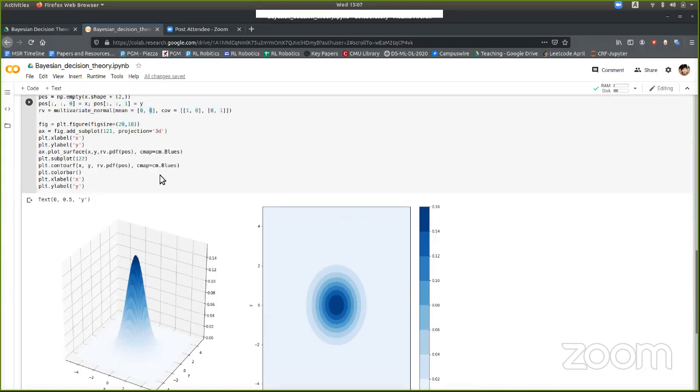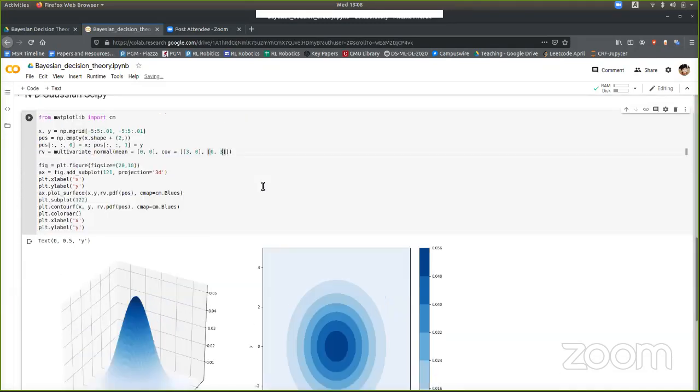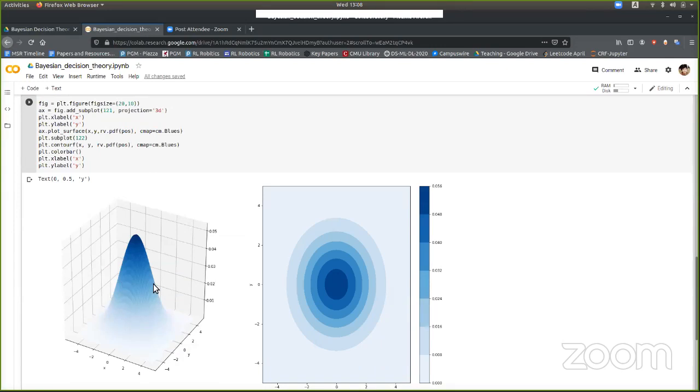So maybe we can change these values a bit. Let me increase the covariance. You can make it 3. Now if I increase the covariance, we see that the hill is more spread out, so we see a bigger circle over here.